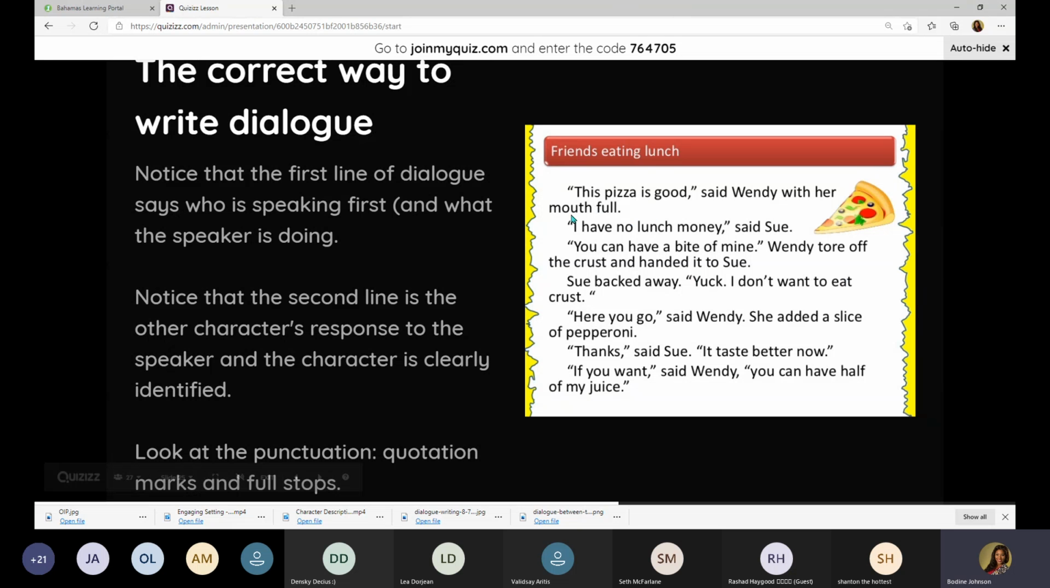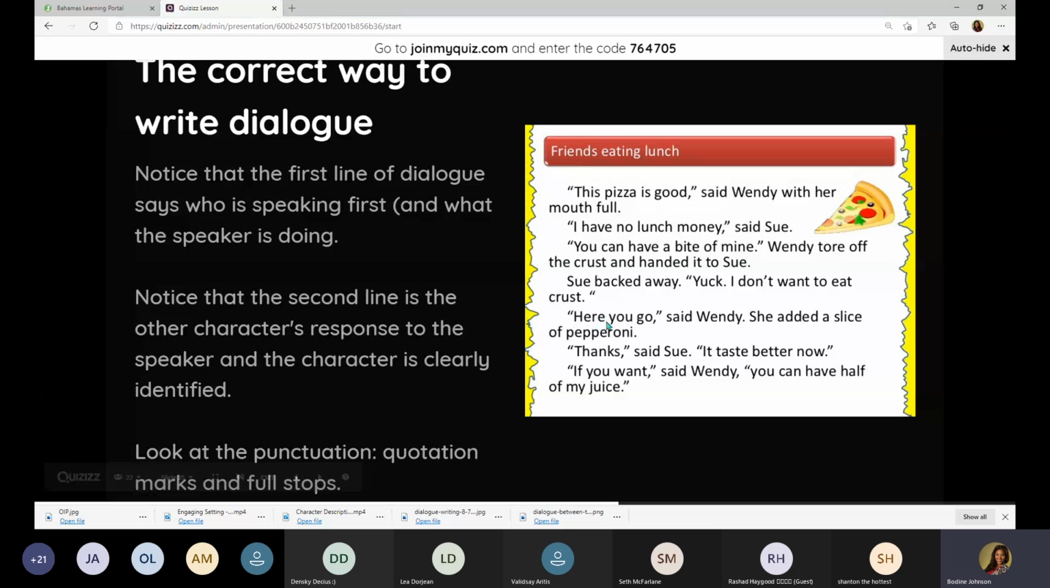Notice, in this first line here, the pizza is good, but Wendy is speaking with her mouth full. This tells us that Wendy is eating on her own. Then Sue says, I have no lunch money. Everybody look at how Sue's line is on its own line. This is not a paragraph. Then you have Wendy giving Sue a piece of the crust and handing it to her. So you have the spoken line, and then you have the action that is being done. Then we know that Sue doesn't like crust. She didn't even have to say, yuck, I don't want to eat crust. Sue backed away. This is a behavioral characteristic right here.